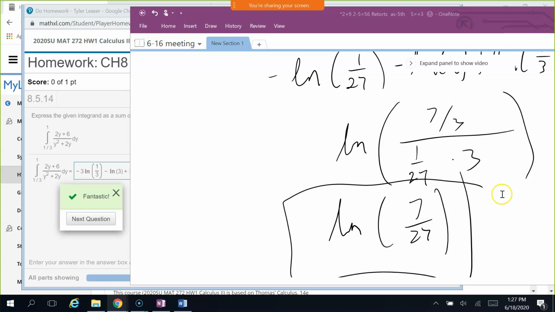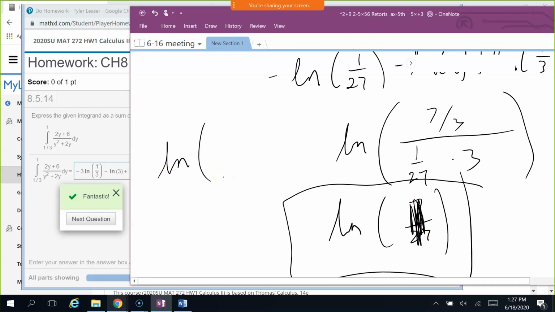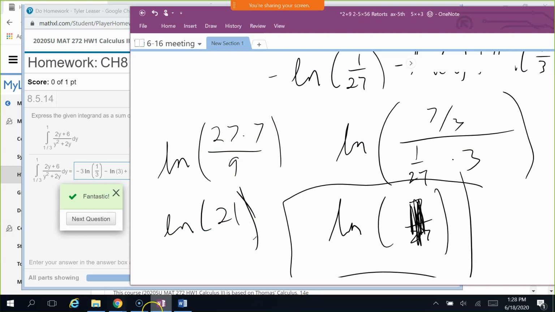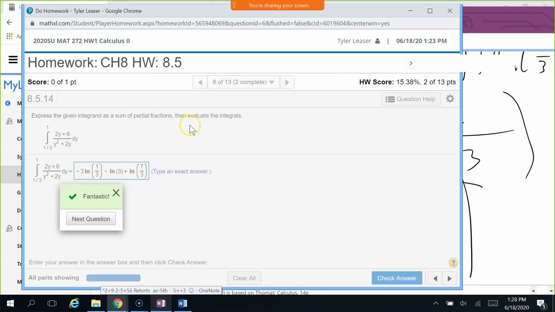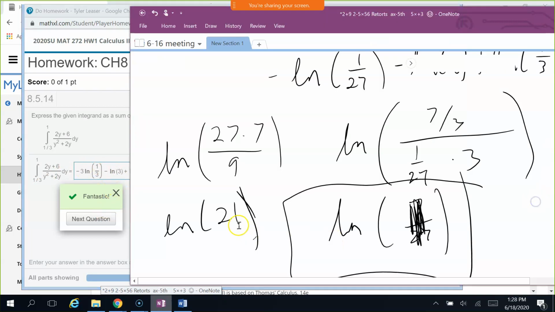Oh, I see where it is. It was this last part. Yeah, this is wrong. It should be natural log of, the 27 comes up top. 27 times 7 all over 9, which would be natural log of 21. I should have typed that in. I can't redo it now, unfortunately, but natural log 21 should probably work here.